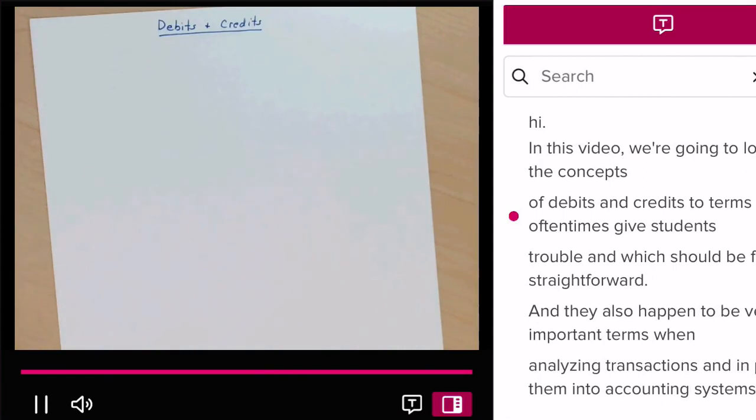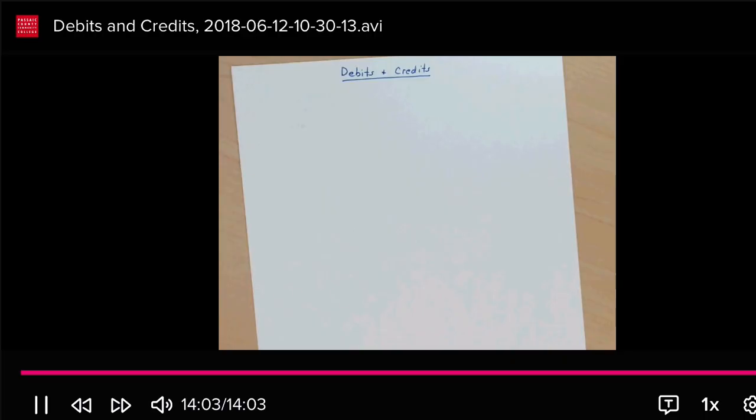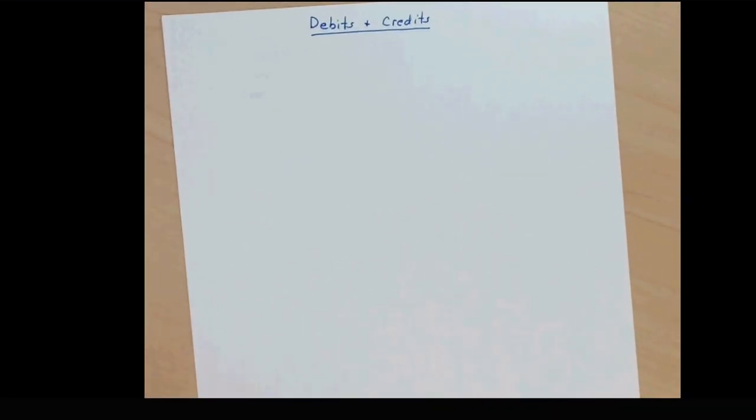That oftentimes give students trouble and which should be fairly straightforward. And they also happen to be very important terms when analyzing transactions and inputting them into accounting systems.